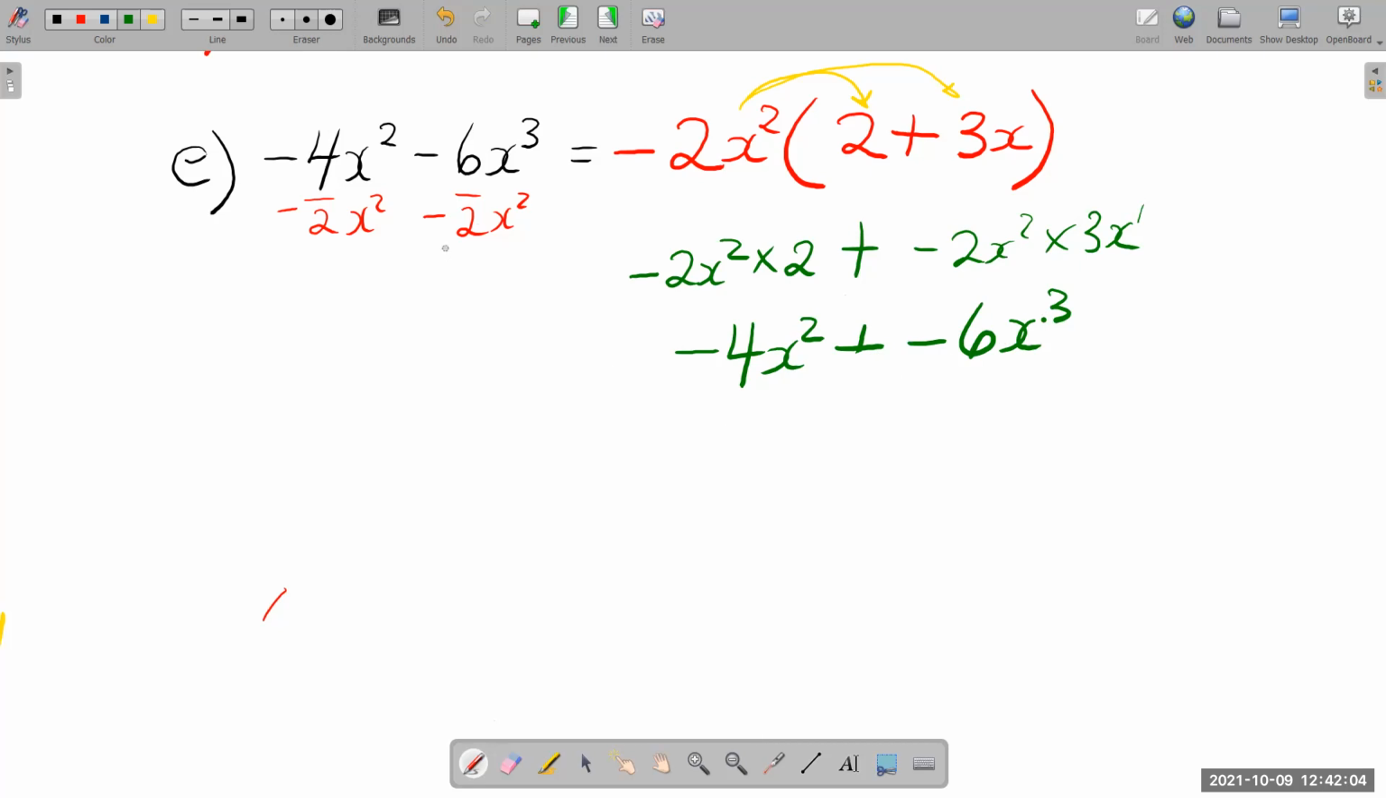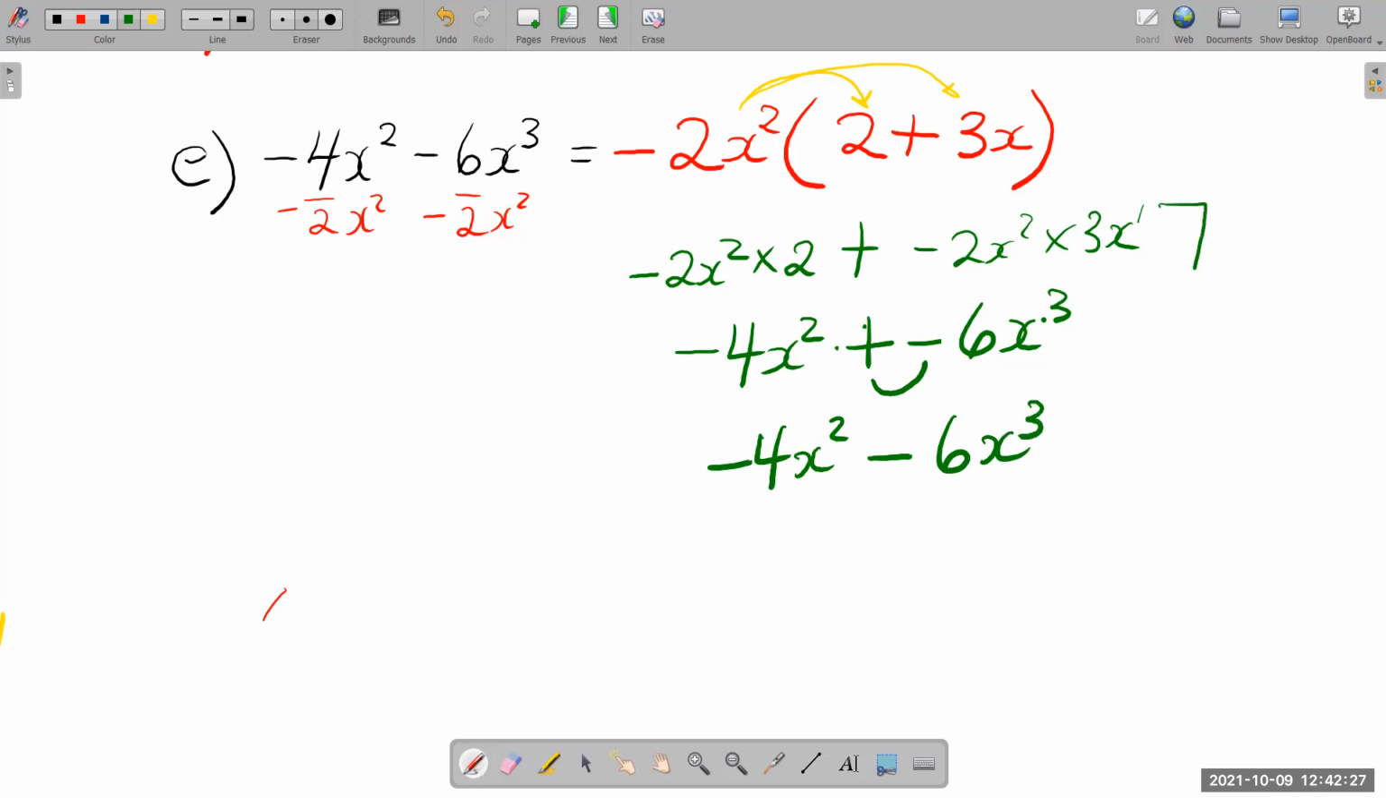What happens when we have an addition? What do we do when we have an addition and a subtraction sign? It becomes what? Subtraction. So our final answer will be negative 4x squared minus 6x cubed.